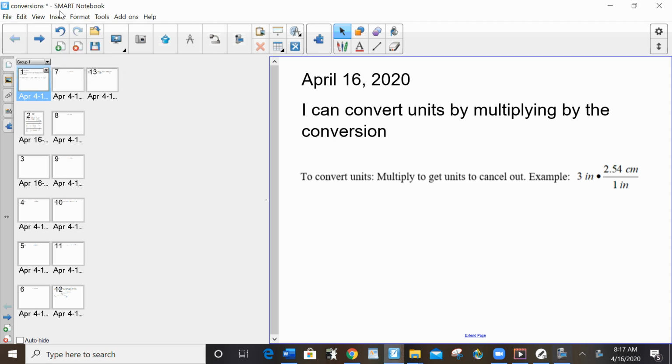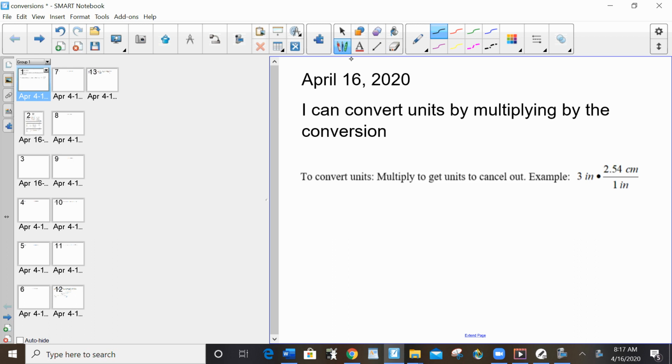Good morning. It is Thursday, April 16th, and today we will convert units by multiplying by the conversion. Now, this is a procedure that you learned in Algebra 1 last year. You might have seen it in some science classes. The only notes are really right here.